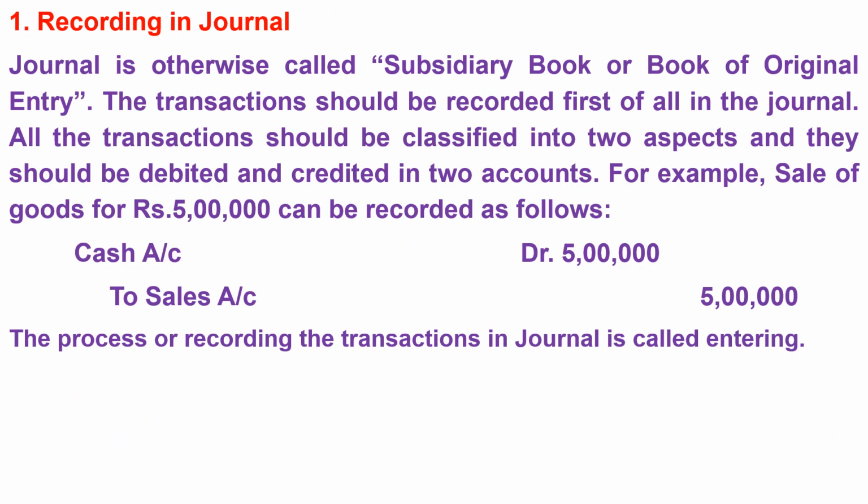1. Recording in journal. Journal is otherwise called subsidiary book or book of original entry. The transactions should be recorded first of all in the journal. All the transactions should be classified into two aspects and they should be debited and credited in two accounts. For example, sale of goods for 5 lakh rupees can be recorded as follows. Cash account debit 5 lakhs. To sales account 5 lakhs.